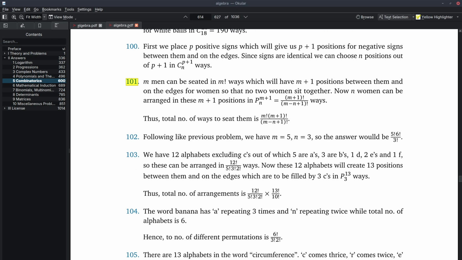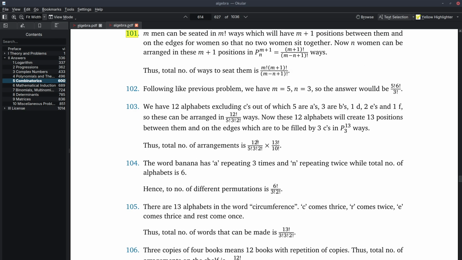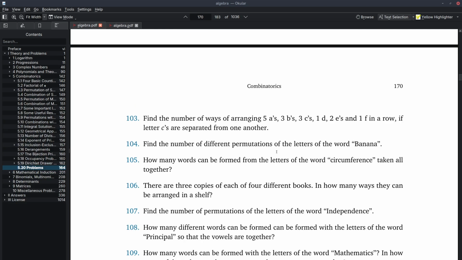So we have 12 letters excluding the C's, out of which 5 are A's, 3 are B's, 1 D, 2 E's, and 1 F. These can be arranged in 12 factorial by 5 factorial multiplied by 3 factorial multiplied by 2 factorial ways. Now we have 12 letters and 13 positions between them and on the edges, which can be filled by 3 C's in 13P3 ways. So the total number of arrangements is 12 factorial over 5 factorial multiplied by 3 factorial multiplied by 2 factorial, multiplied by 13 factorial by 10 factorial.